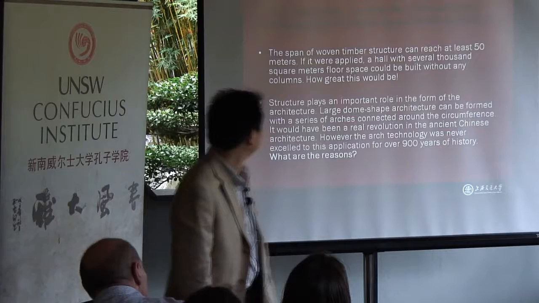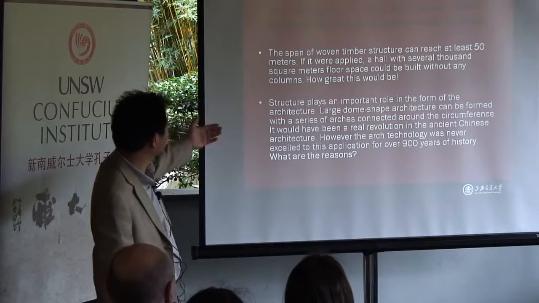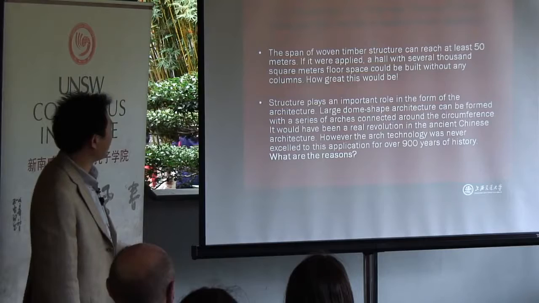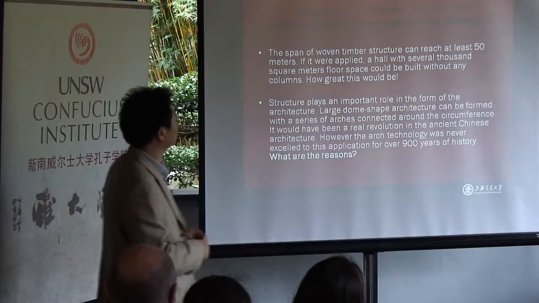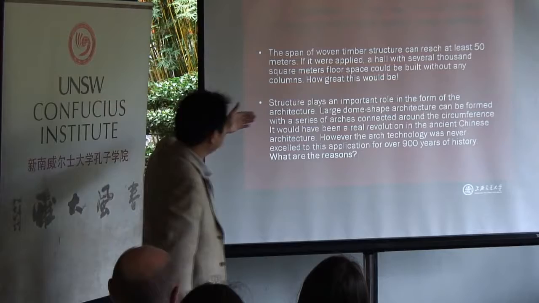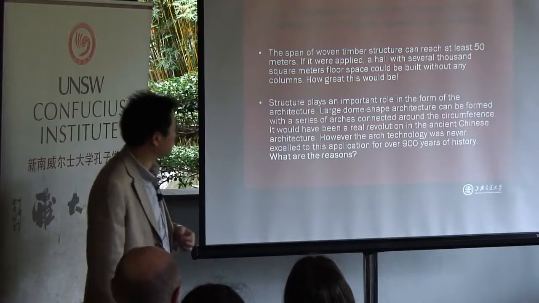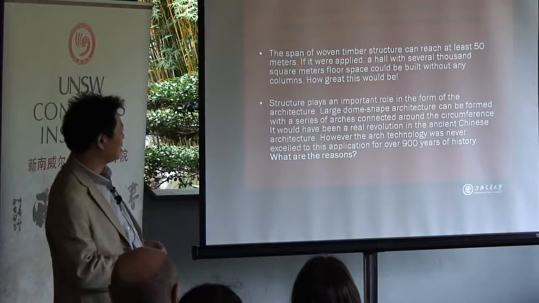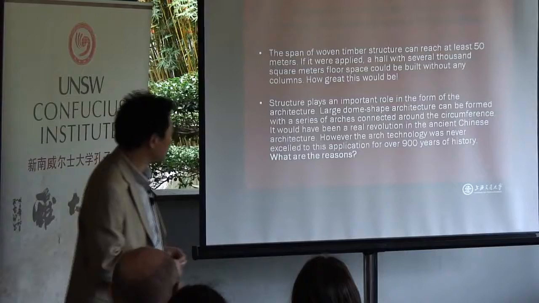But the other discussion: why can such a big span of woven timber structure reach at least 15 meters? If it were applied in height, several thousand square meters of floor space could be built without any columns. How great this would be. Structure plays an important role in the form of architecture. Large dome-shaped architecture can be formed with a series of arches connected along the circulation in ancient Chinese architecture. However, the arch technology never had this application in over 900 years of history. What's the reason?